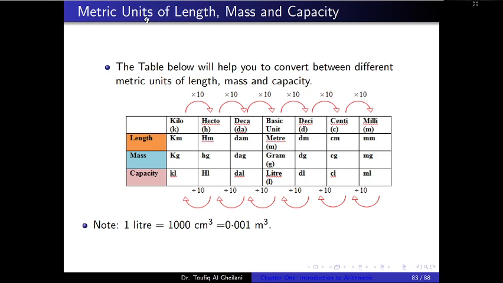Now, metric units of length, mass and capacity, and how we convert between units. 1 kilometer equals how many meters? It equals 1000 meters. And also for mass, 1 kg equals 1000 grams.